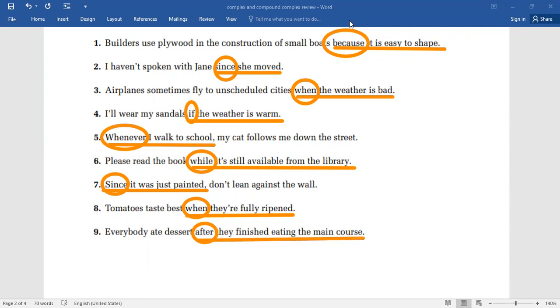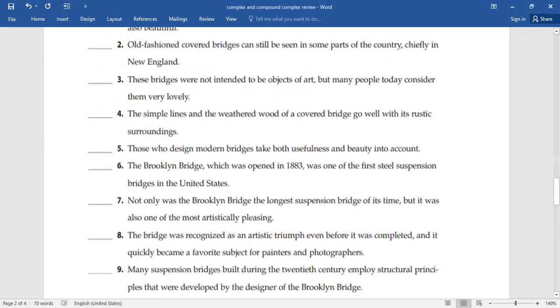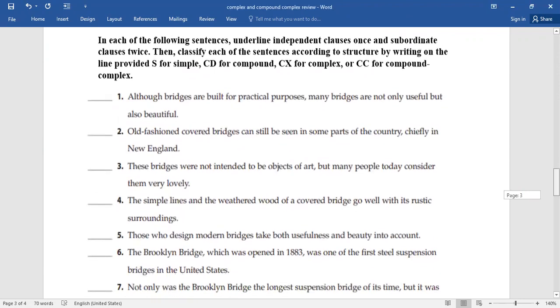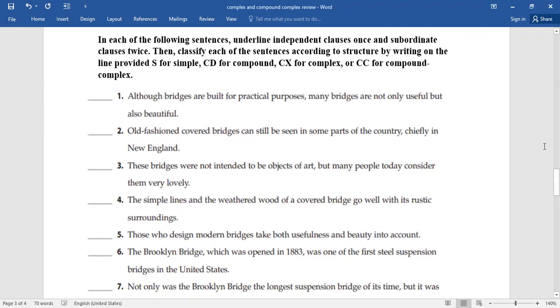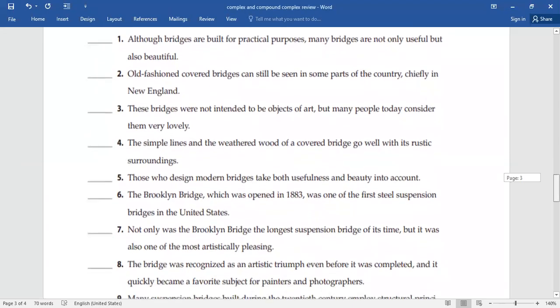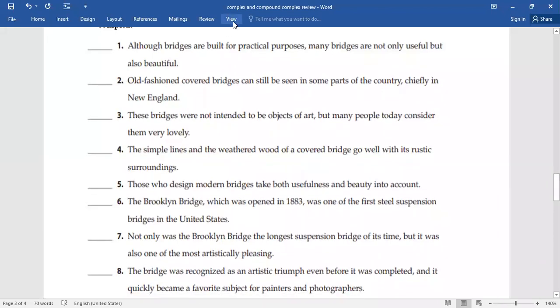All right, now that we all know how to find these subordinate clauses, let's do a quick practice of 10 questions: simple, compound, or complex. Number one, let's go with Jawad. Read the sentence for us and decide what it would be. Although bridges are built for practical purposes, many bridges are not only useful but also beautiful.